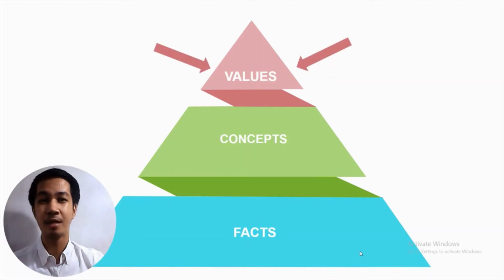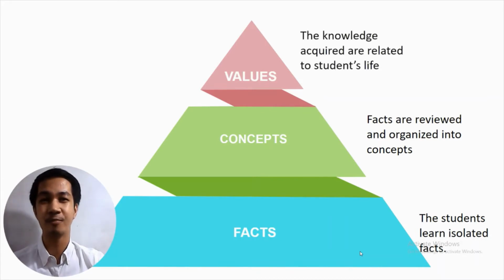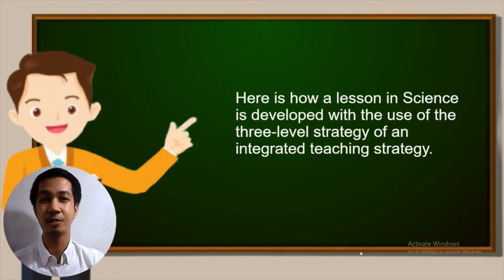On the facts level, the students learn isolated facts based on their observations of reality. On the concept level, the facts are then reviewed and organized into concepts. And on the values level, the knowledge acquired is related to the student's life. To understand more about these, let's analyze and integrate this three-level strategy into making a lesson for particular learners. Here is a lesson in science which is developed with the use of the three-level strategy of an integrated teaching strategy.